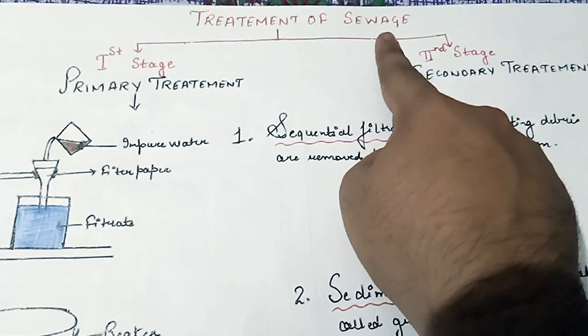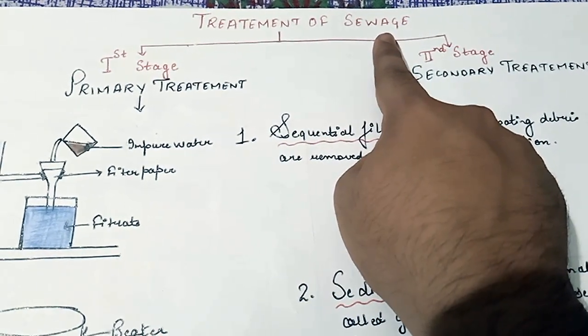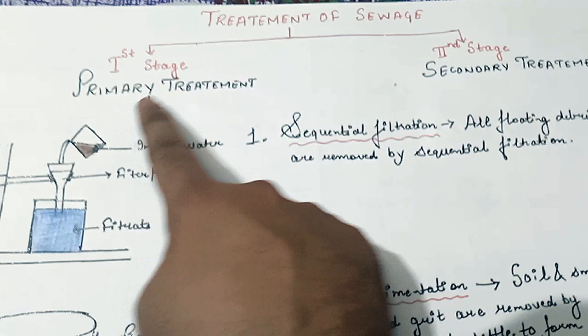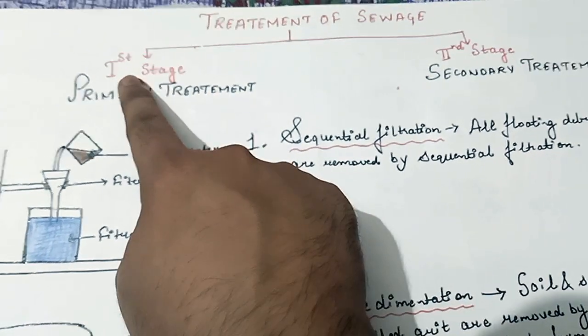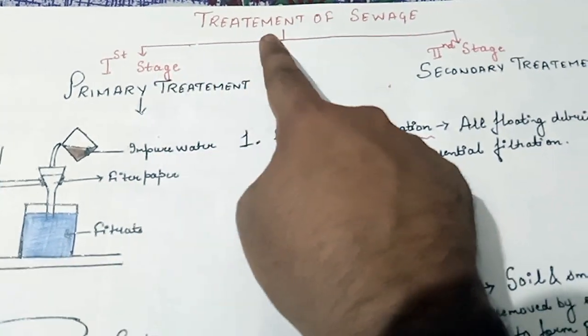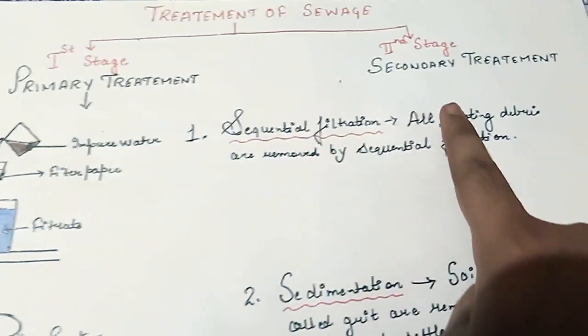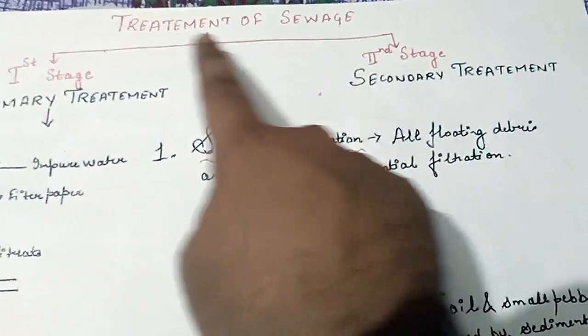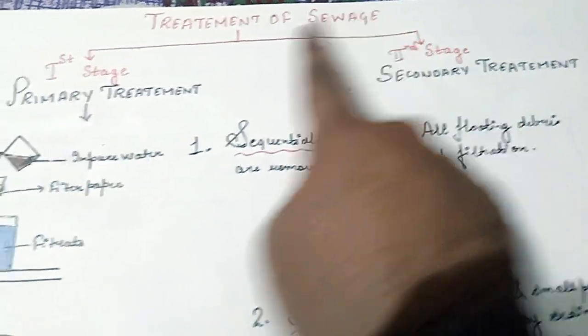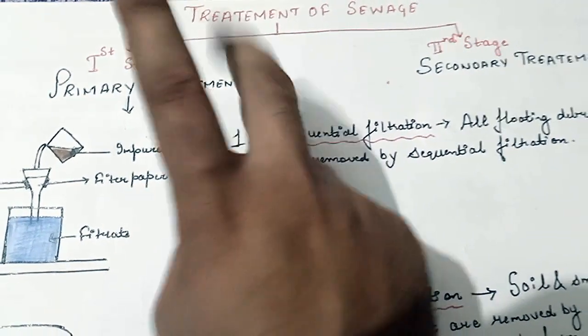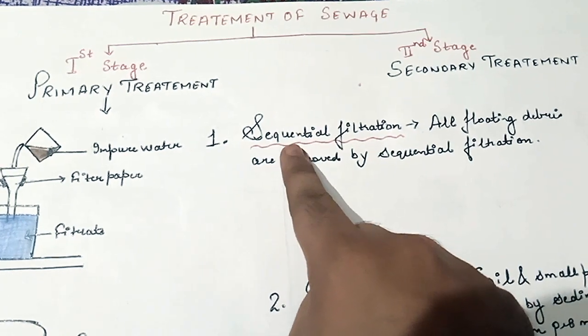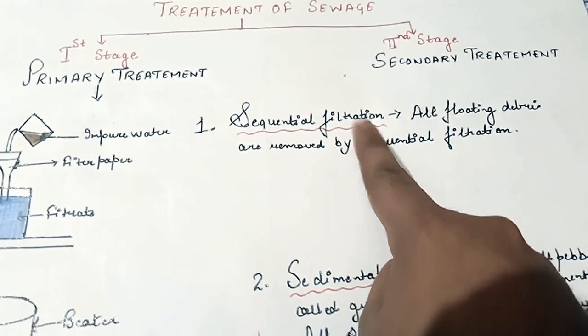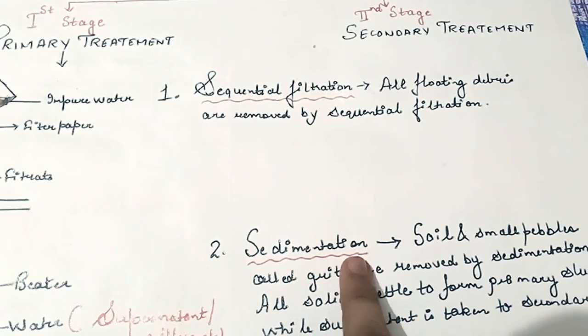Treatment of sewage is done in two basic steps. First is the primary treatment, that is the first stage of treatment of sewage, and second is the secondary treatment, which is the second stage of treatment of sewage. Primary treatment includes two steps. First is sequential filtration and second is sedimentation.